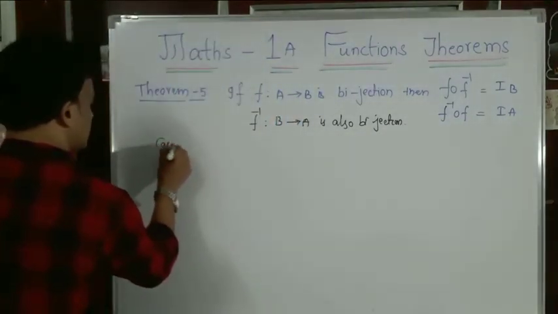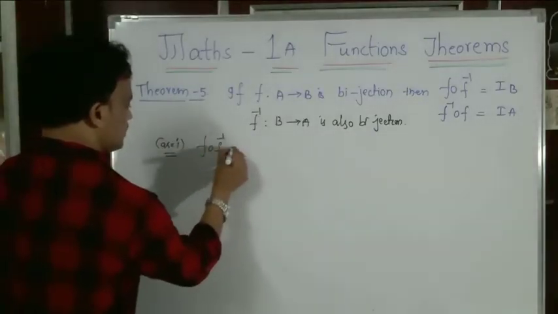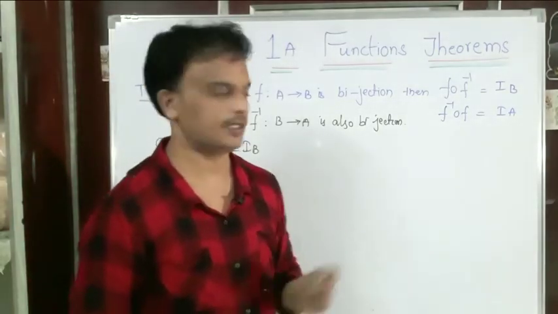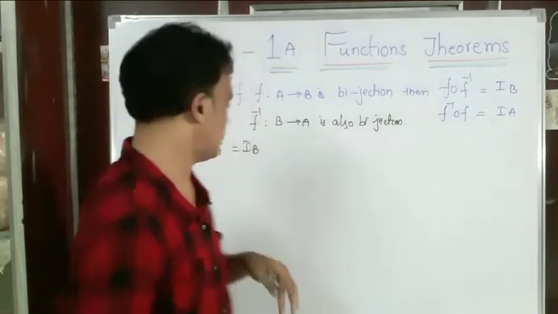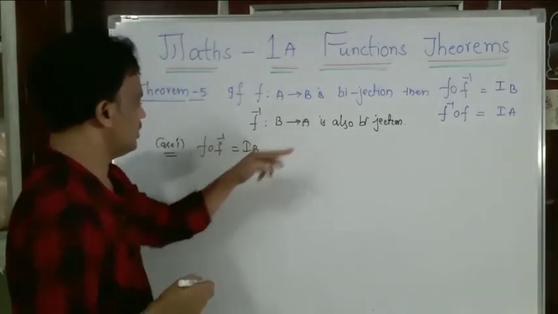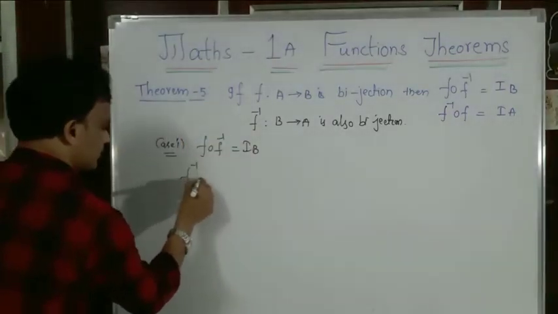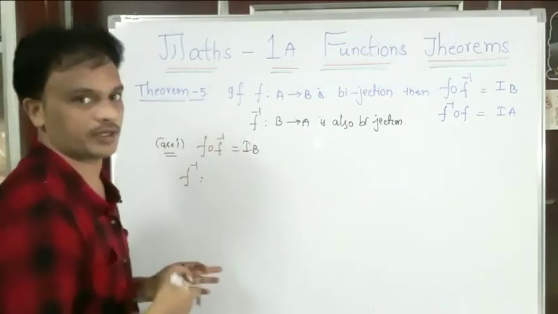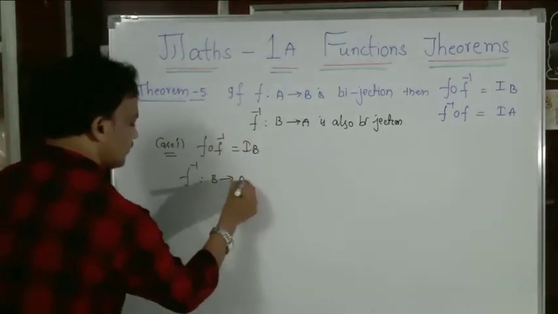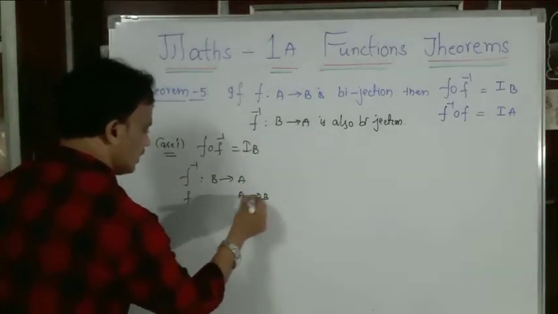So let us take case 1: f circle f inverse equals I_B. This theorem I am going to prove. f from A to B is a bijection, and f inverse is from B to A. Here, where is the composite function f circle f inverse defined? f inverse is defined from B to A, right, and f is from A to B.